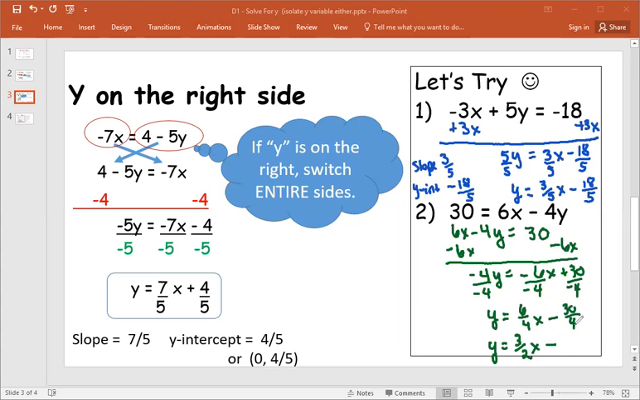and 30 divided by 4, you can put that in. That would be divisible by 2 as well, 15/2. So here our slope is 3/2, and our y-intercept is a negative 15/2. So you always want to work in fractions unless they're asking you for decimals. And that's how we solve for y, or put it in slope-intercept form.